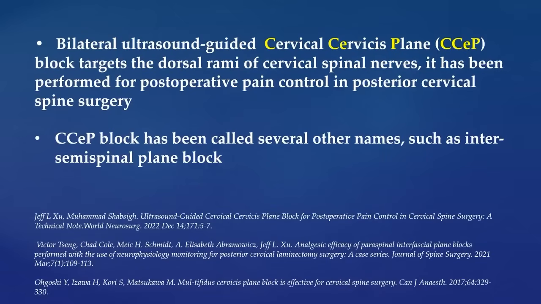Bilateral ultrasound-guided cervical cervicis plane, or CCeP, block targets the dorsal rami of cervical spinal nerves. It has been performed for post-op pain control in posterior cervical spine surgery. The CCeP block has been called several other names, such as intersemispinal plane block.